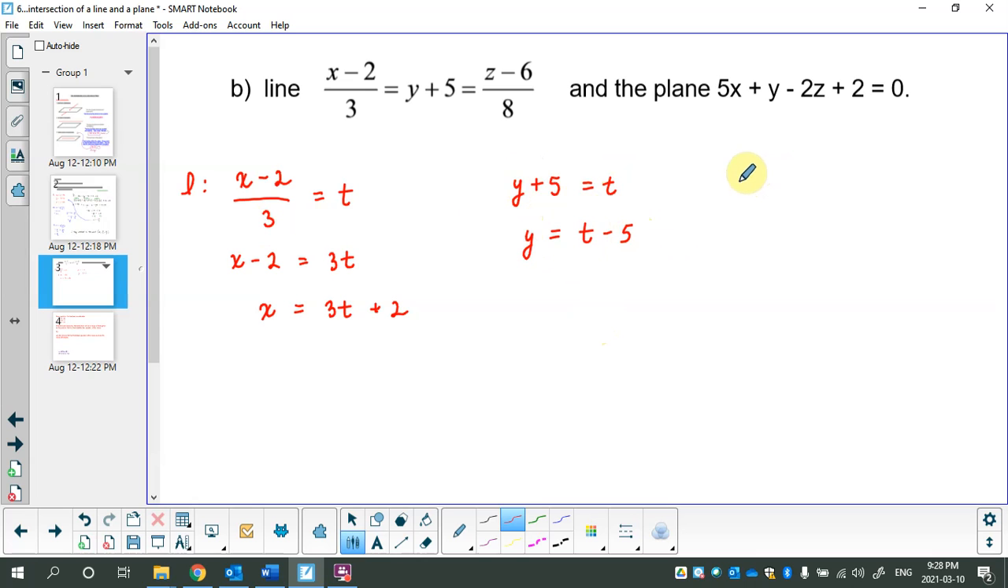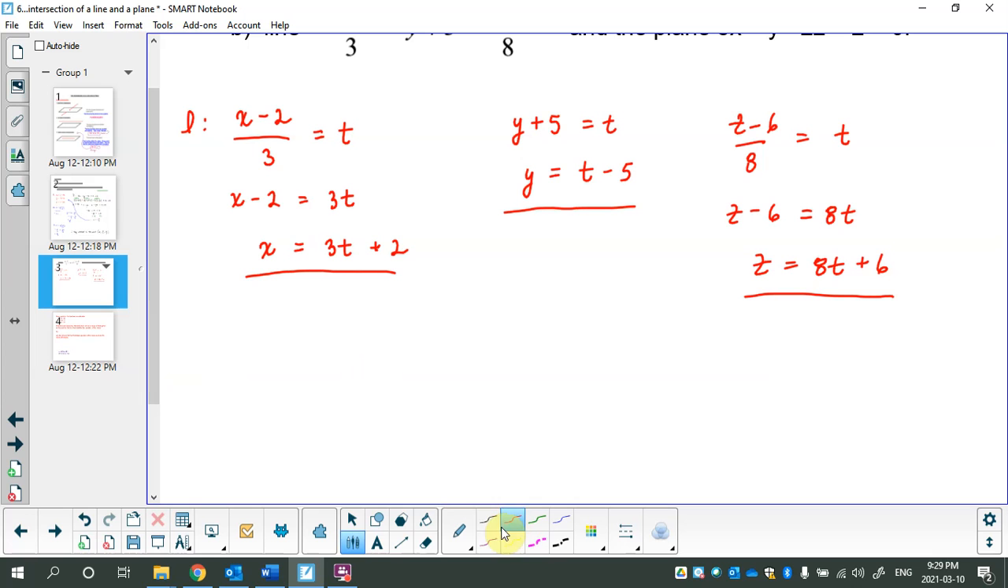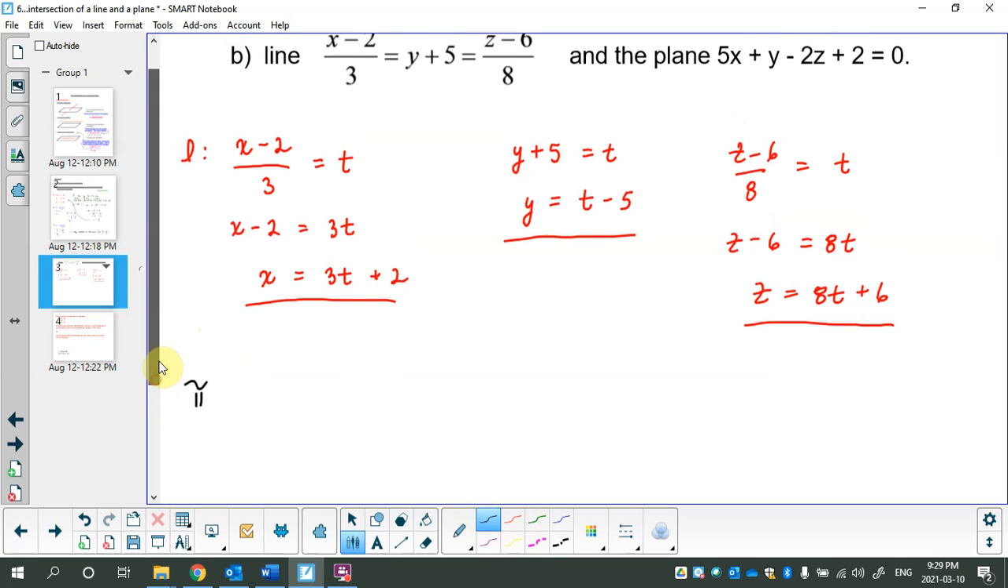There's the y. And the z, so z subtract 6 over 8 equals t. And some of you can do this all in one step carefully. I am not one of those people who can do things carefully, so I show all my work. So I have my parametric equations now: x, y, and z.